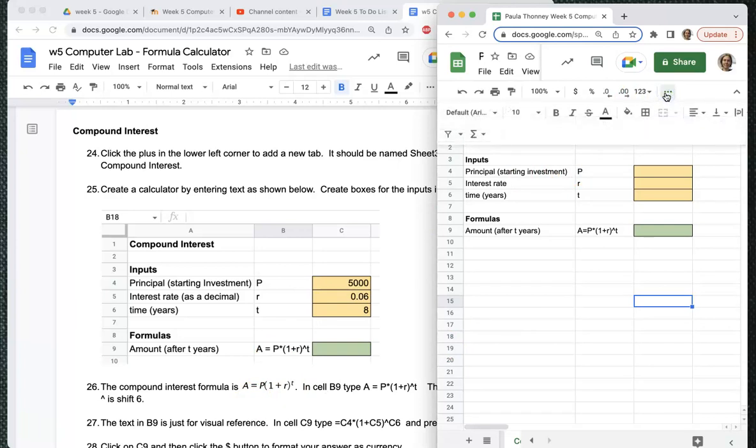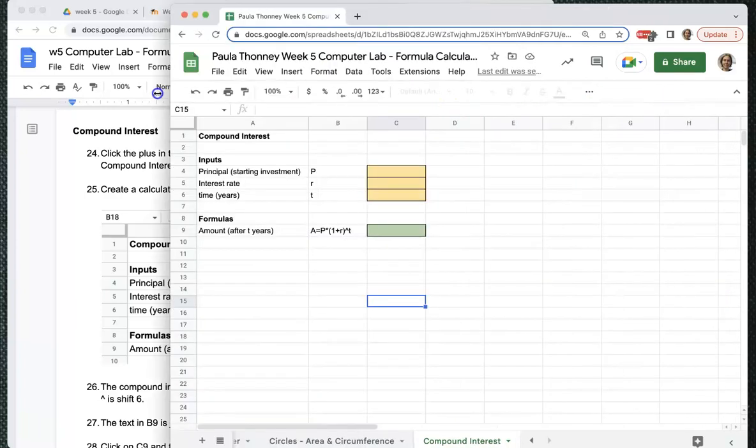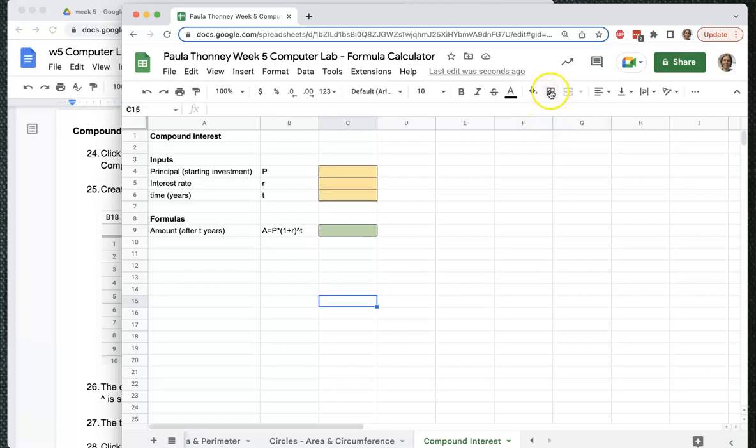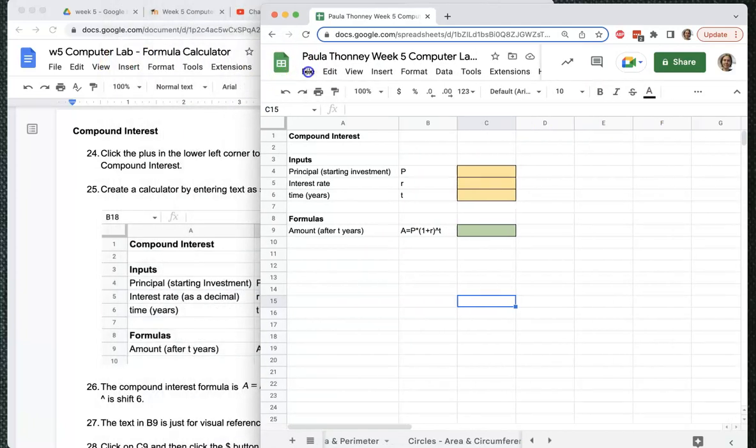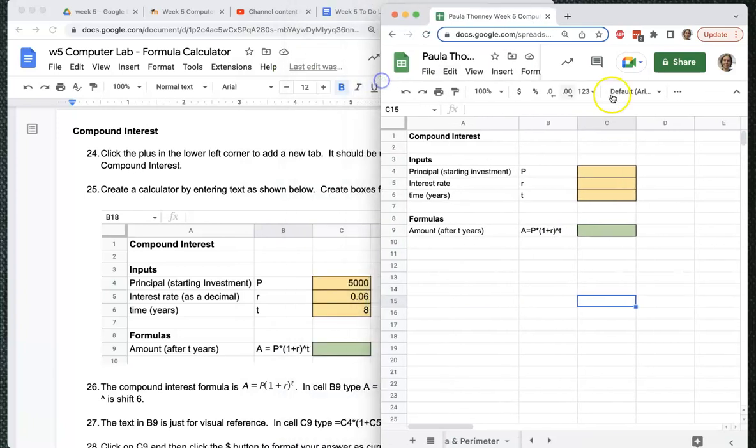And the only reason I have to press the three dots is because I compressed this window. Normally, you can see all of these options in your toolbar already. But when I scrunch this down, then I have to use the three dots to find those options.